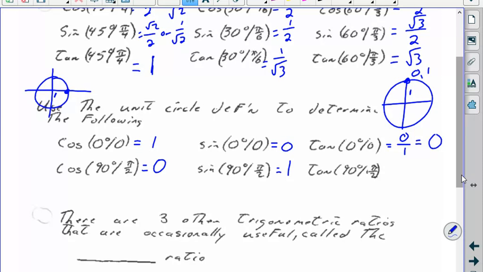If we think about tangent being opposite over adjacent, our opposite is 1. I know it doesn't work, but our y-coordinate is 1. Our x-coordinate is 0. What happens when you divide 1 by 0? It is undefined. So tangent of 90 degrees or tangent of pi over 2, there's no real number for that. It's undefined. And we say just undefined.